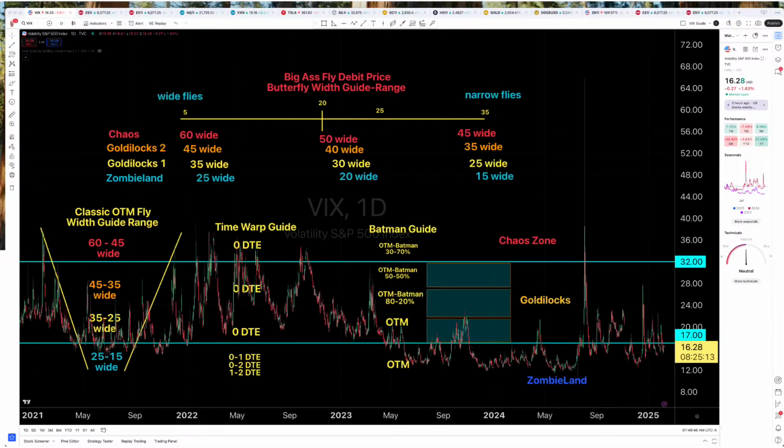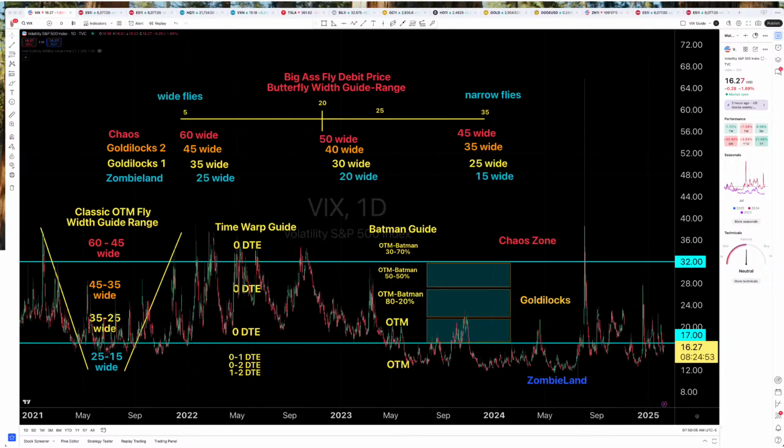Now that we have this new administration, I anticipate that we're going to be seeing the Goldilocks zone quite a bit more, which could be a good or a bad thing depending on how you're situated. But from an options trader's point of view, it's a really good thing.